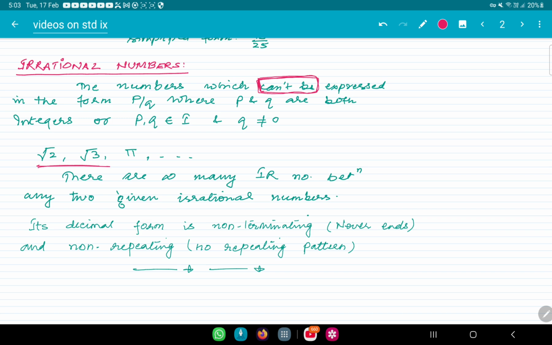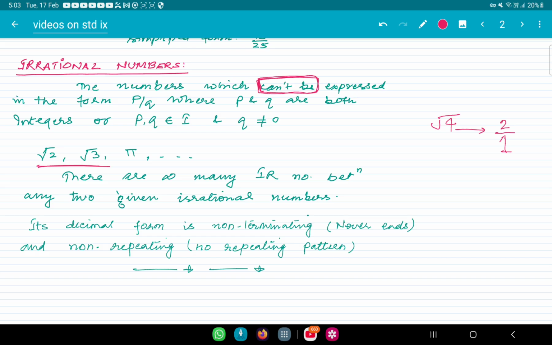For example, root 2, root 3. If we say root 4, is it an irrational number or a rational number? For root 4 we can easily find its square root, it is 2, and 2 can be represented in the form of 2 by 1. So it is a rational number. But root 3, root 2 and pi, they are all irrational numbers.